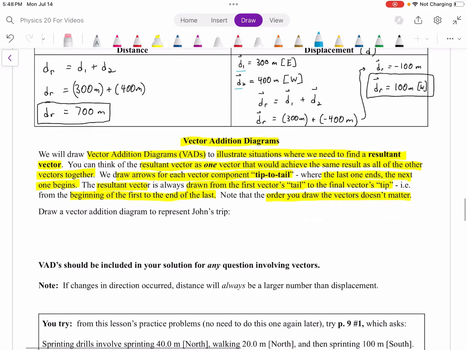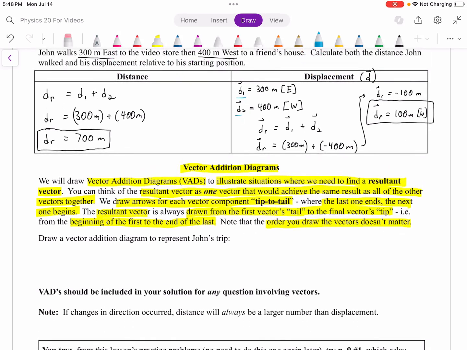So we need to draw for John, he did two things. So D1 was he walked 300 meters to the east. So I'm just going to draw an arrow to represent, right? I mean, you don't normally need to do this part, but I'm just going to show. That's where John started. First, he walked 300 meters to the east.